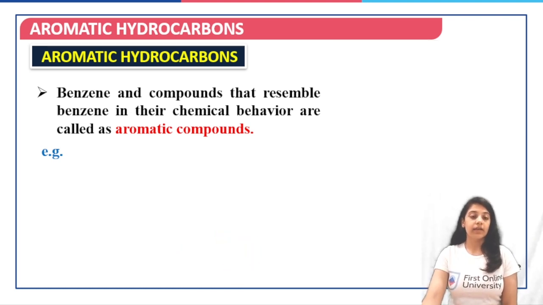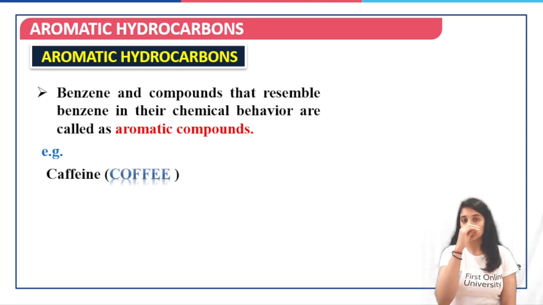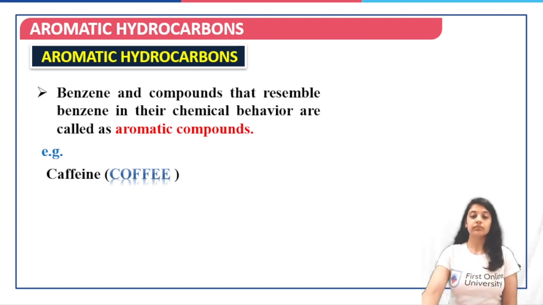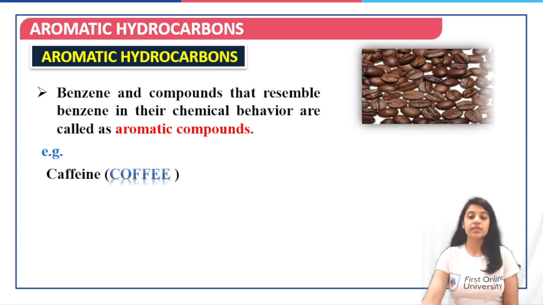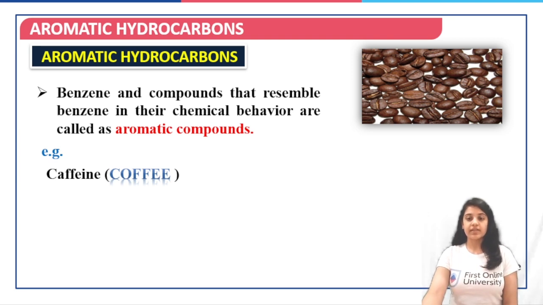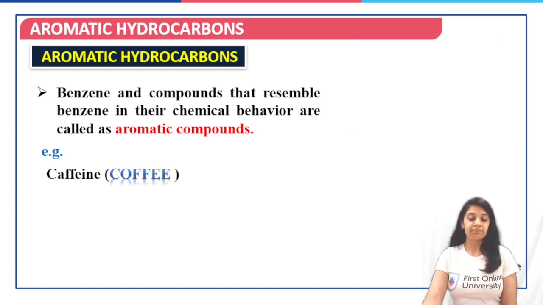Other examples of aromatic compounds include caffeine. Caffeine, as you must have seen, is present in coffee. It is present in your soft drinks also. It is even present in some green teas. It's present in tea, of course. If you look at caffeine, these are cocoa seeds, and from cocoa seeds, coffee is made, and caffeine is present in these cocoa seeds.